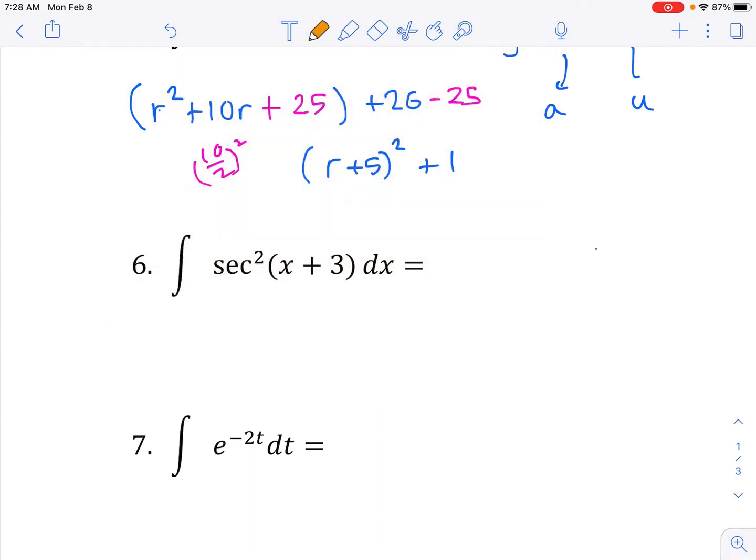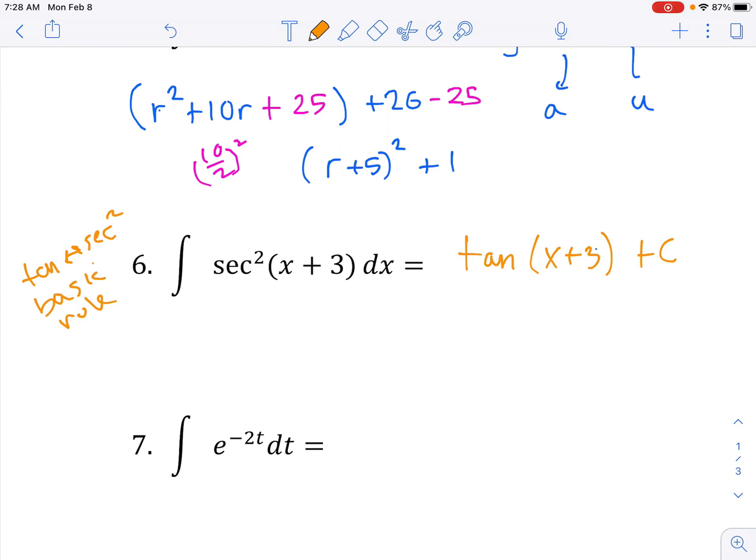So if we know that when we differentiate tan, we get secant squared, this is just a basic rule, because it comes right out of your flip book. So this is a tan. Now we could do a u sub here, but we know it's going to be tan of x plus 3 plus c, because the derivative of x plus 3 is 1.